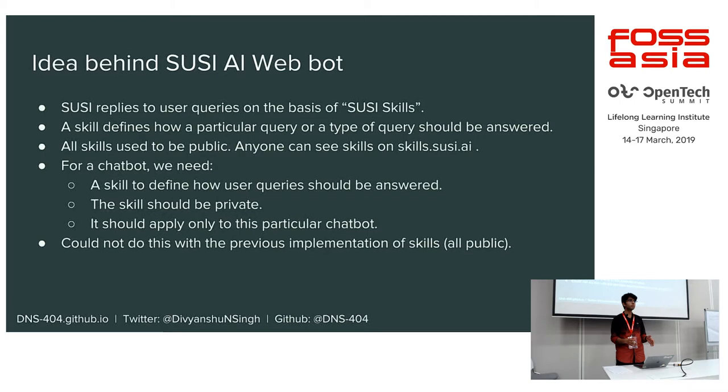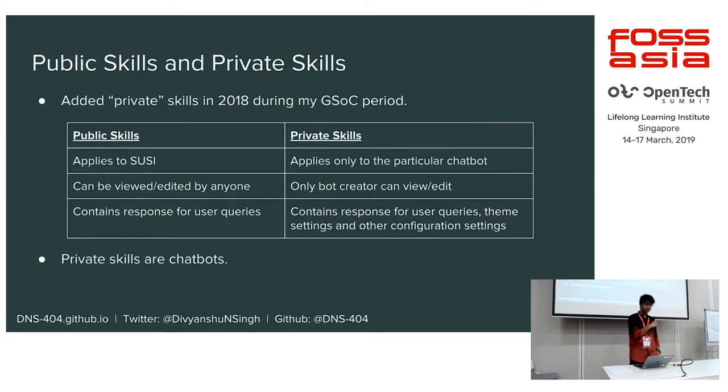Currently, if there is any skill on SUSI, that skill is applied to the whole SUSI. If I add a new skill, it will be applied to the whole SUSI platform, on the web client, the Android, the iOS, everywhere. But I don't want that with my chatbot, because if there is a skill for my own chatbot, it should be applied only to my own chatbot, not the rest of SUSI. So that was also a main challenge. And the final point: we cannot do this with the previous implementation, so we needed something new. That new thing was private skills. This is a table that shows the difference between private skills and public skills. Public skills apply to SUSI.